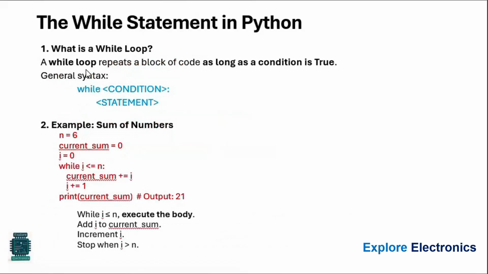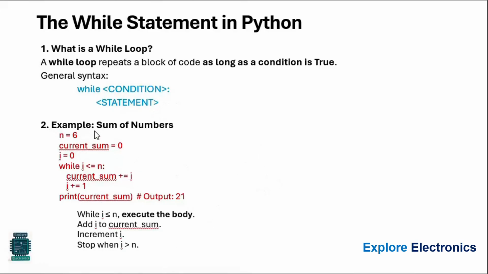Let us see the while statement. A while loop repeats a block of code as long as the condition is true. I have told you earlier, if the condition is true, it will execute that code. It will be in the loop. If the condition becomes false, it will stop the execution and come out of that loop. Here we have the general syntax for a while loop, which is condition and statement. If the condition is true, then it will execute.